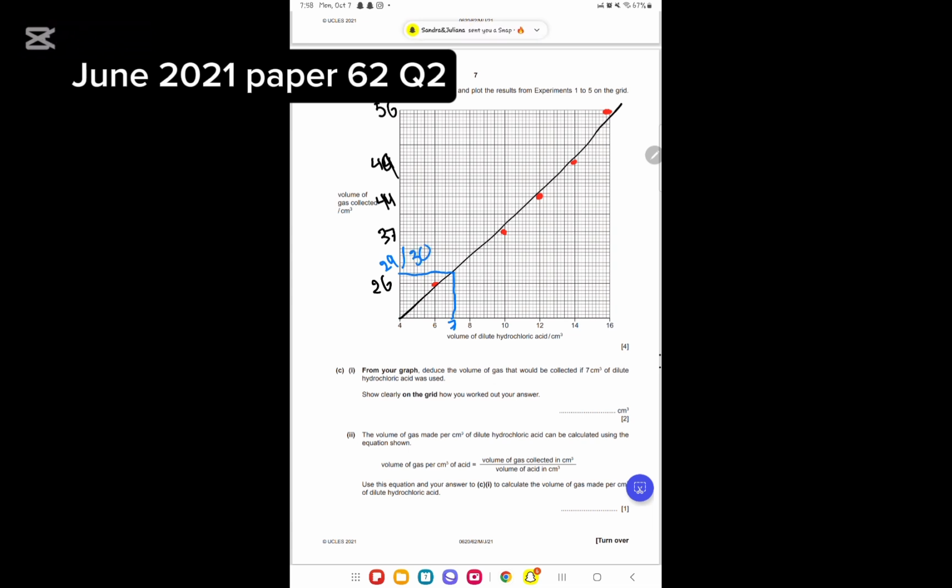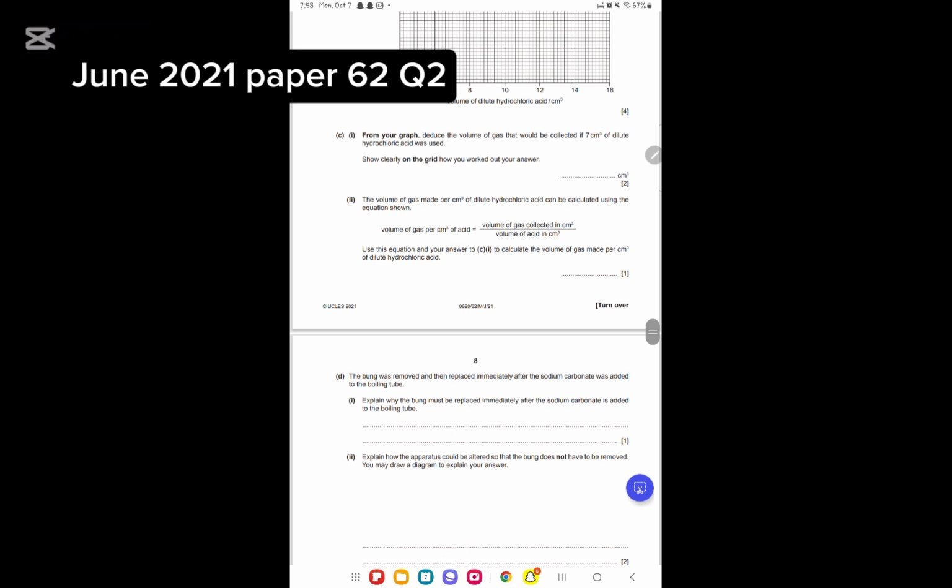So we showed clearly on our graph how we worked out our answer. We drew it here. So we got 30 or 29, whatever you would like to put. This is our answer for part C I. Now for part C II. The volume of gas per cm³ of dilute hydrochloric acid can be calculated using the equation shown below.